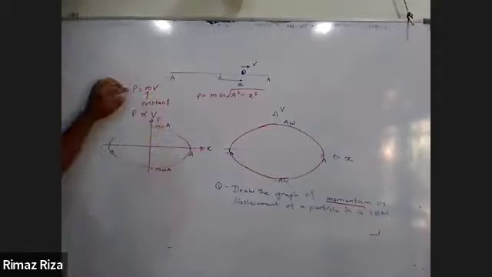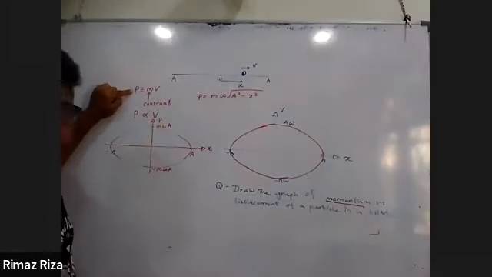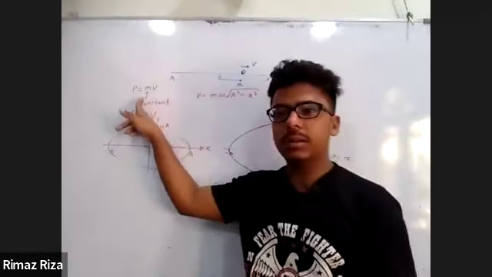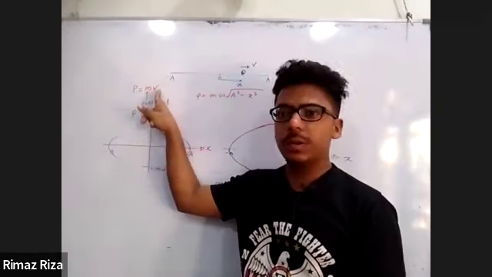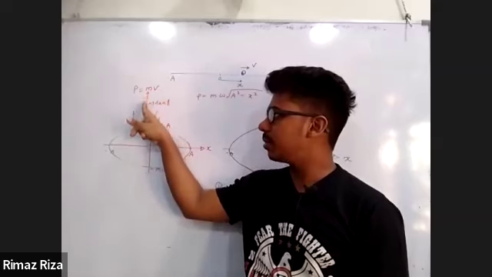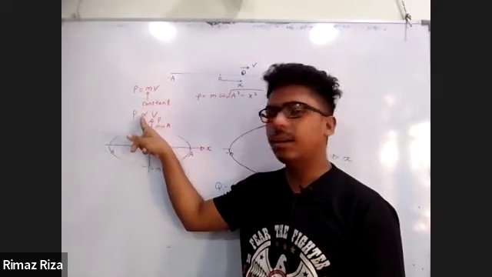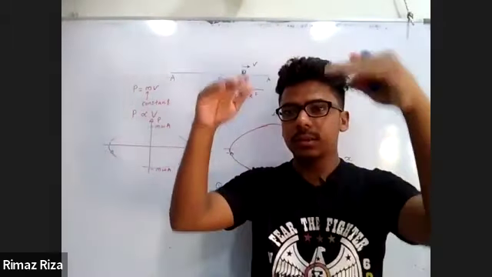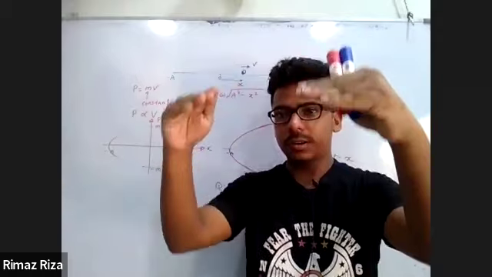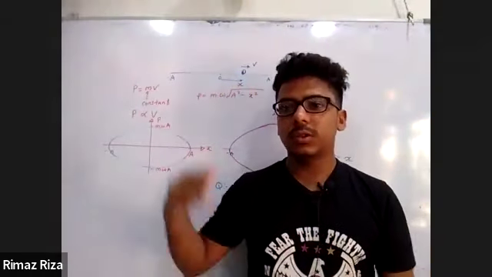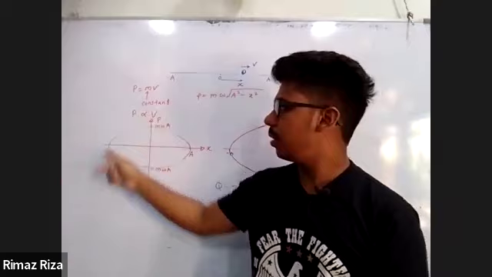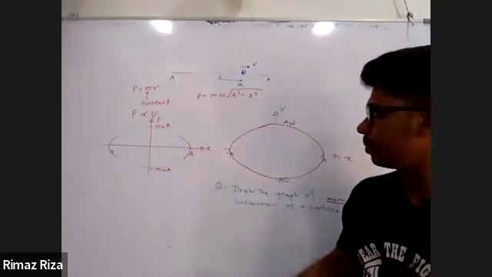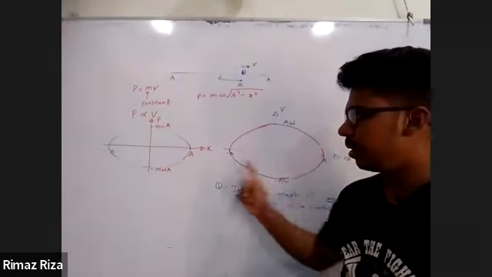So the momentum of the particle is given by mass times velocity. Since the mass is constant, momentum is directly proportional to the velocity. That means if velocity increases, momentum also increases. If velocity decreases, momentum also decreases. So it's directly proportional, and the same variation will be there for momentum.